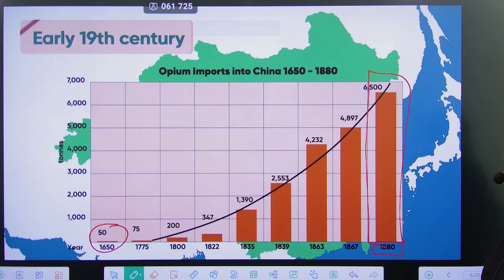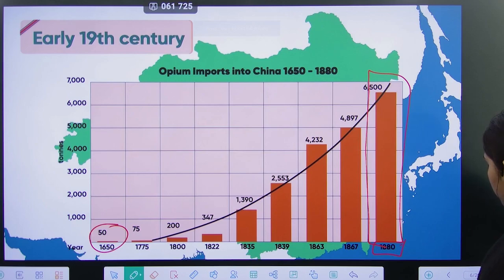6,500 tons. Tons is over there. Yeah, tons, right. 6,500 tons of opium. Sorry, I'm just trying to interpret the graph. But yes, 6,500 tons of opium exported by Britain, imported into China. Merely in the year 1880. That is how opium war, that is how they wanted to, what do we say? Drug them, intoxicate them.